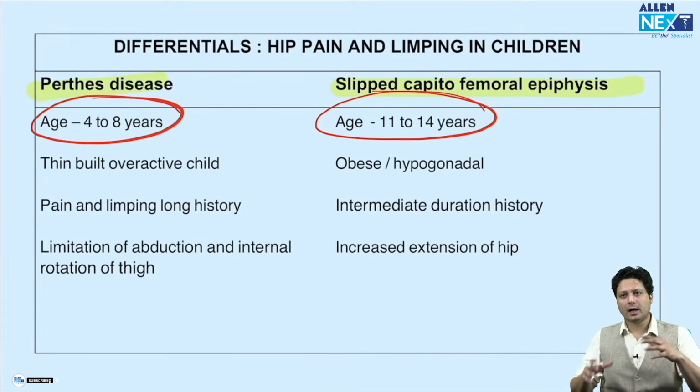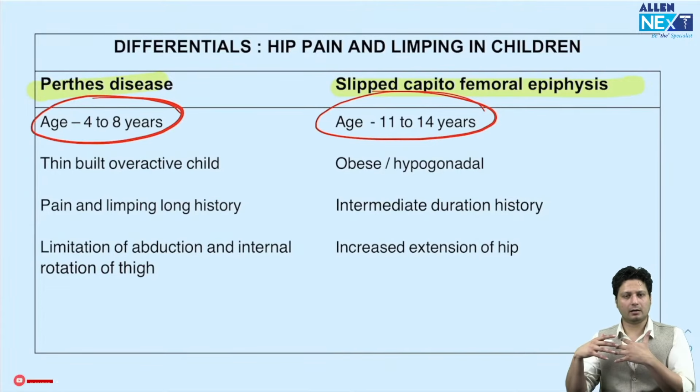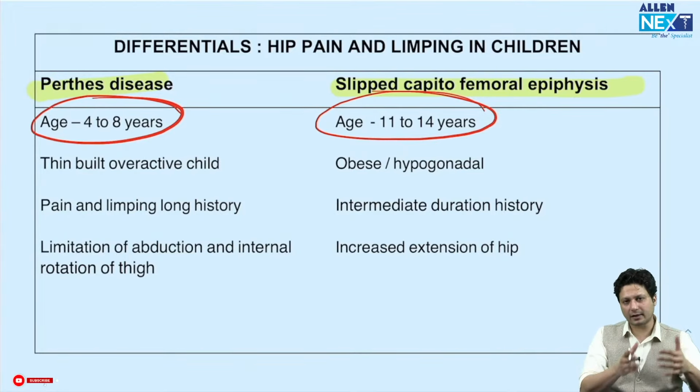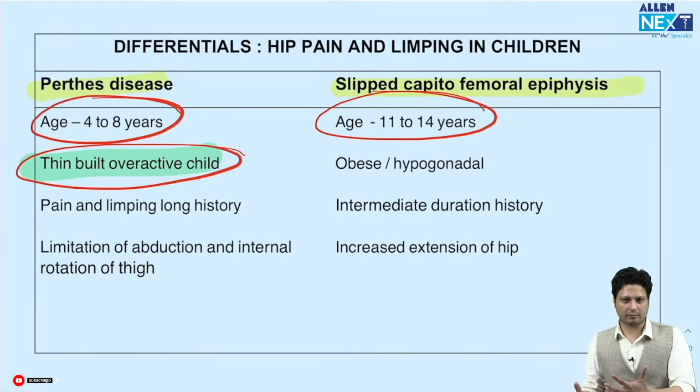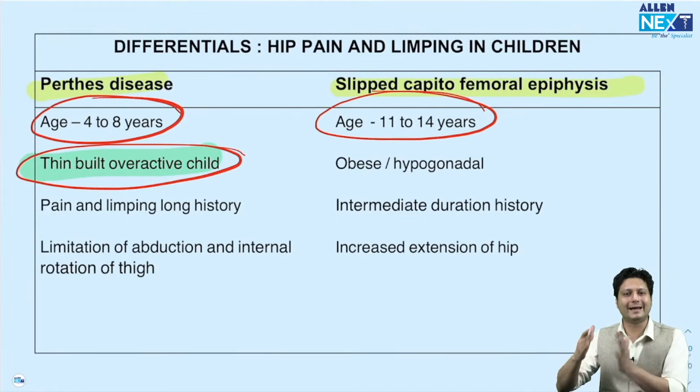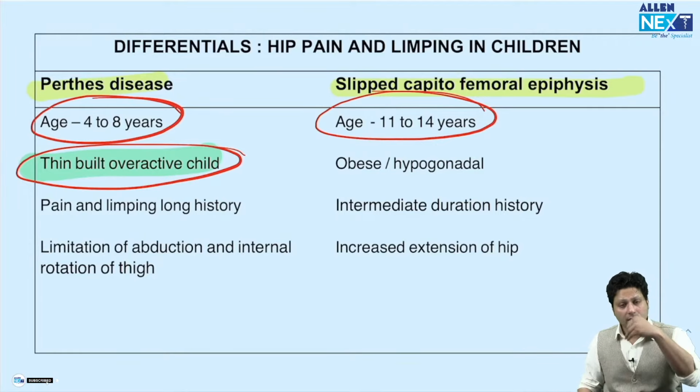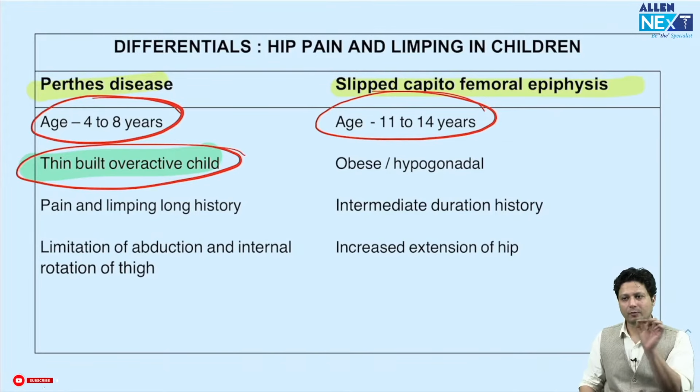So how will the question proceed? A child comes with pain in the right hip and the age will be mentioned. Just on the basis of the age, you will know whether the examiner is asking about Perthes or SCFE. Next, a stereotypical picture of the child will be provided. The patient will be extremely thin built, overactive, disturbing kind of child, as if suffering from ADHD, attention deficit hyperkinetic disorder. On the other hand, the patient suffering from SCFE would be provided with a hint of being obese or a hypogonadal individual.